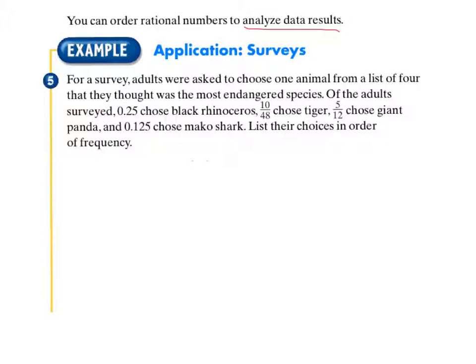So say we took a survey, and adults were asked to choose one animal from a list of 4 that they thought was the most endangered species. Of the adults surveyed, 0.25 chose black rhinos, 10 of 48 chose the tiger, 5 of 12 chose the giant panda, and 0.125 chose the mako shark. So we want to list their choices in order of frequency.